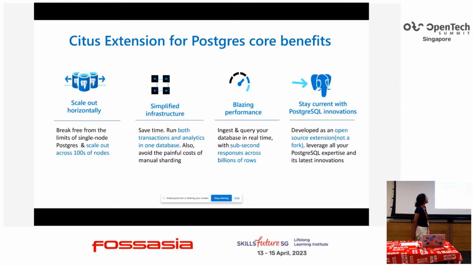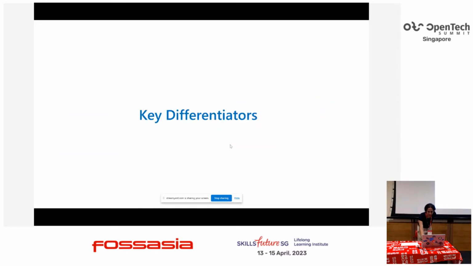The other thing is, when we look at the Citus extension for Postgres core benefits, we are looking at 4 main pieces. One is scale out horizontally, as we said. Simplified infrastructure, where you can decide the number of nodes you want and how the system sets up. Performance. And then literally one day in terms of catch up, in terms of the existing PG version support as well. What are probably the key differentiators when it comes to Citus?